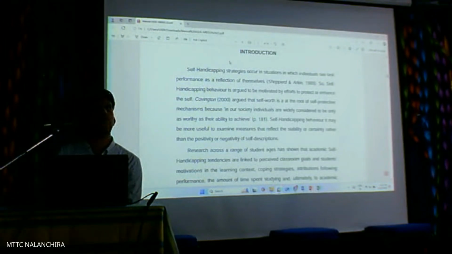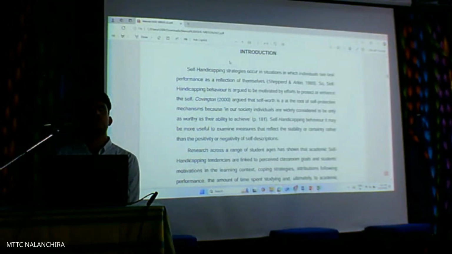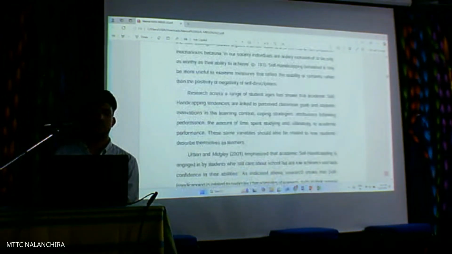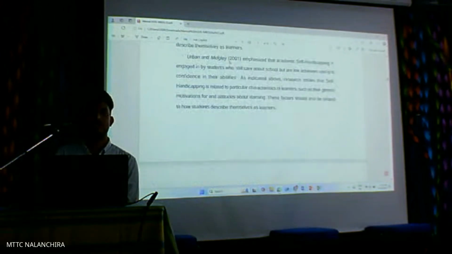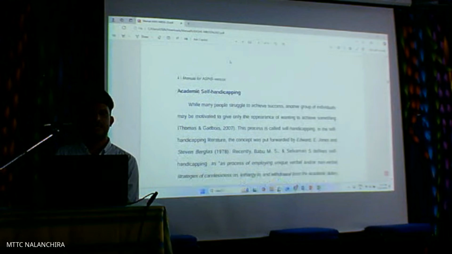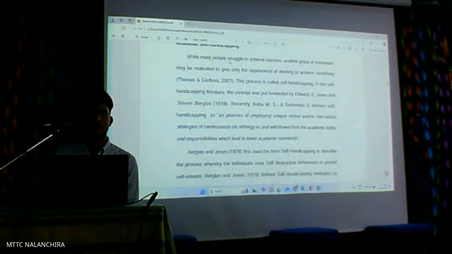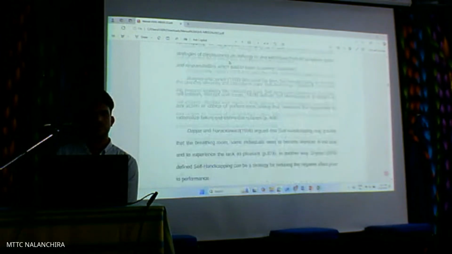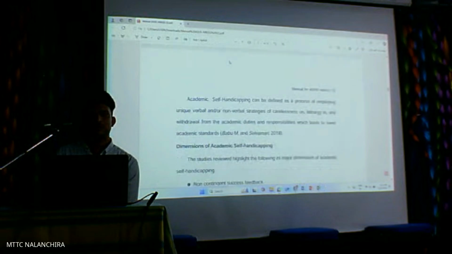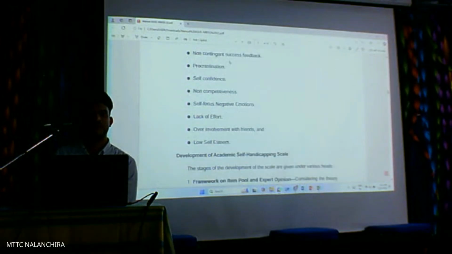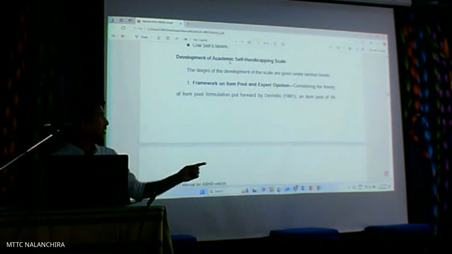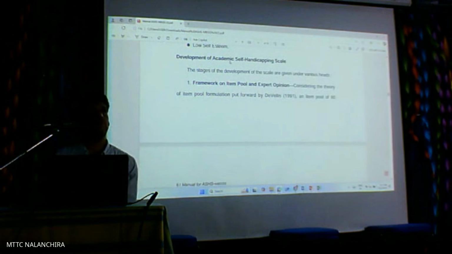When you send for a publication after you complete your scale, there should be an introduction about the concept. Try to be in writing style, APA style. Academic self-handicapping is a tool. Dimensions of self-handicapping. How to develop it. Framework of outline of item pool and expert opinion.